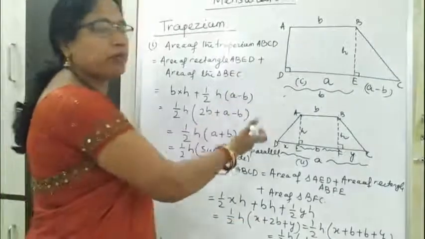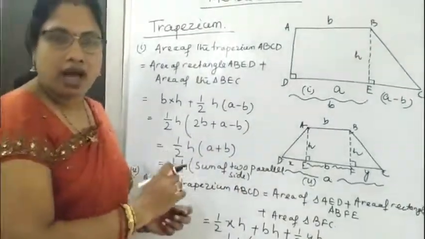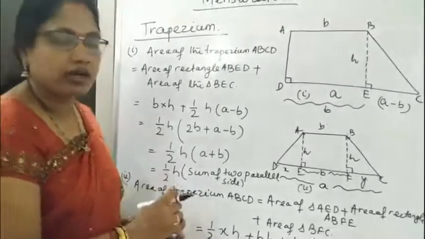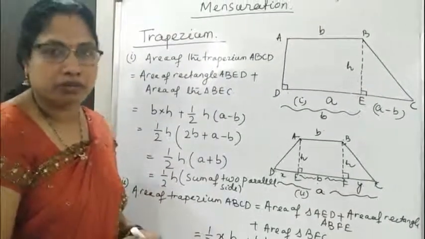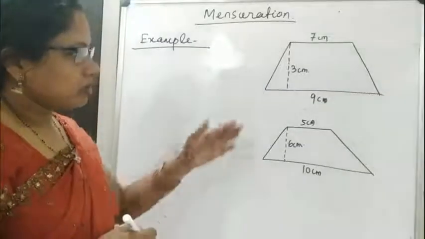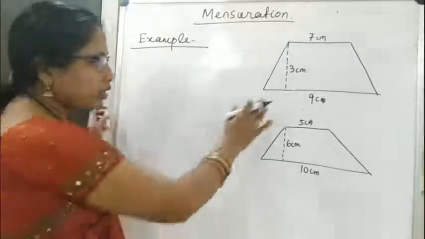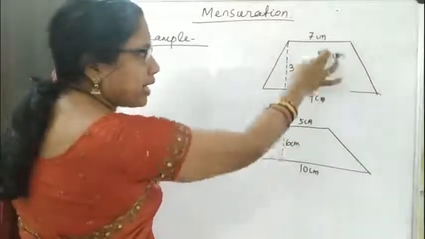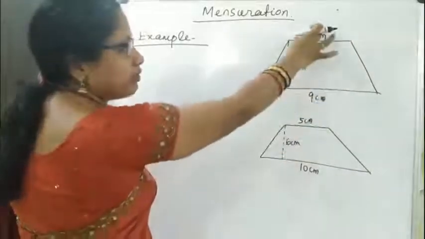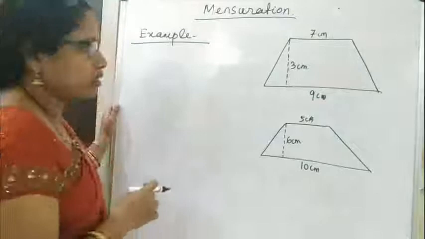So any trapezium you can take, the area formula is half multiplied with height multiplied with sum of the two parallel sides of that trapezium. Let us solve some examples to find the area of a trapezium. Here in the first figure, the two parallel sides of the trapezium are 7 cm and 9 cm and the height is 3 cm.